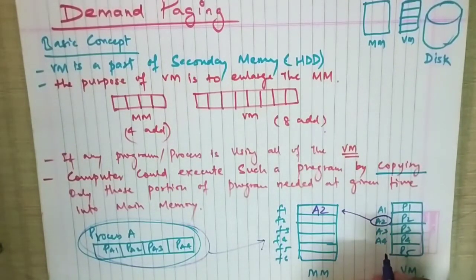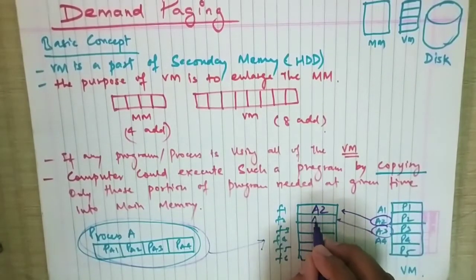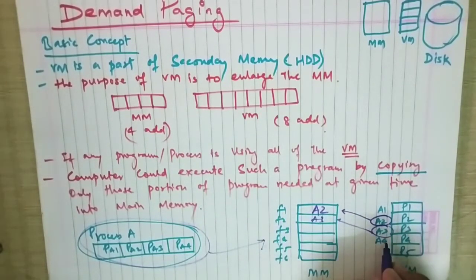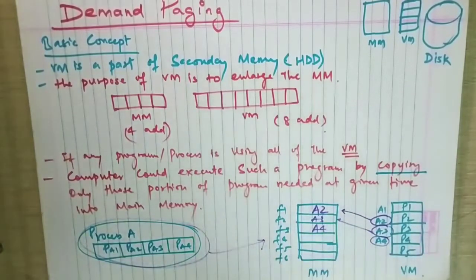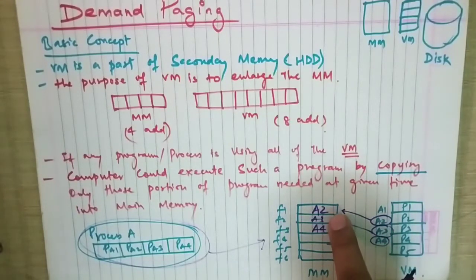After that I want A3, so I will copy A3. After that I require A4, so I will copy A4. If A2 and A3 are not required, then they will be swapped out from main memory to the virtual memory.